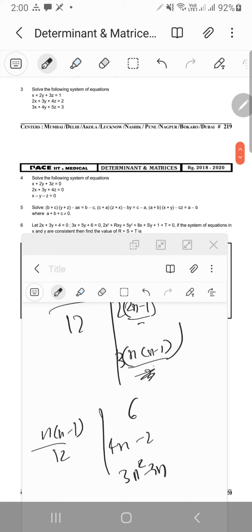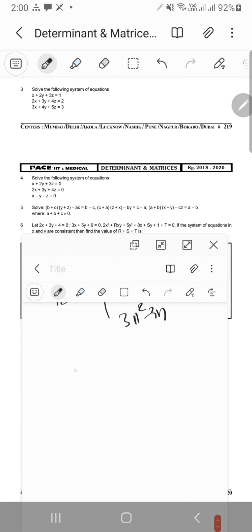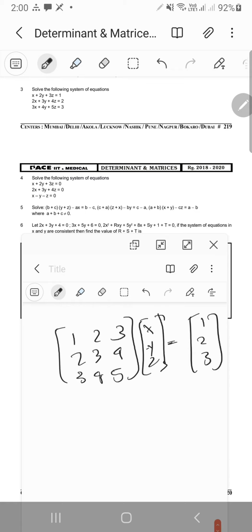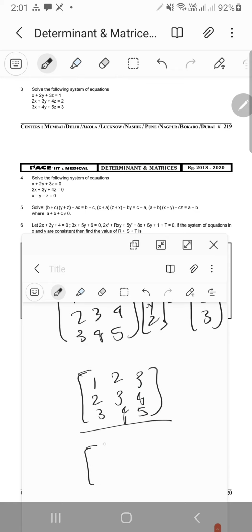Next question, solve the following system of equations. You have the matrix 1 2 3, 2 3 4, 3 4 5 times x y z, equal to 1 2 3. Okay, that's the equation, and you want to solve this. So our x will just be d1 over d, where d1 is the determinant where you replace the first column by the constants, so 1 2 3, 2 3 4, 3 4 5, upon the determinant of the coefficients.